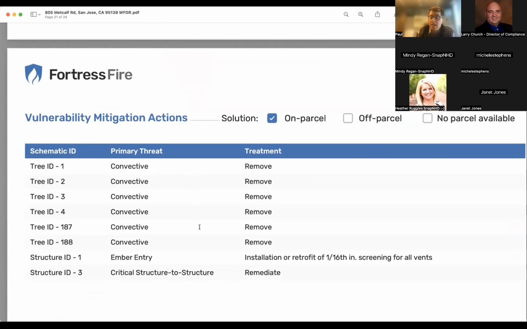Now, again, this is a satellite imagery report. To understand the full set, you're going to need to have somebody go on site and do inspections around the actual vents where they are. But this gives you an initial understanding of how a carrier is going to look and care about this property.